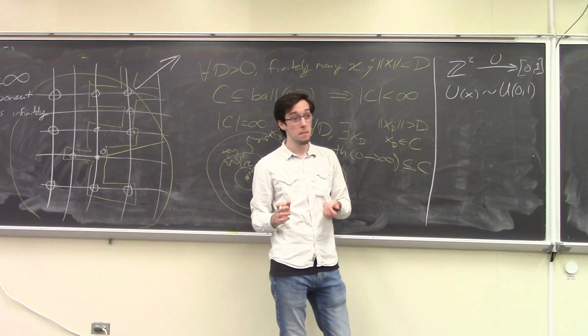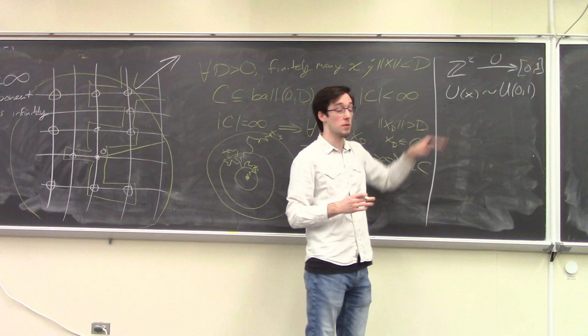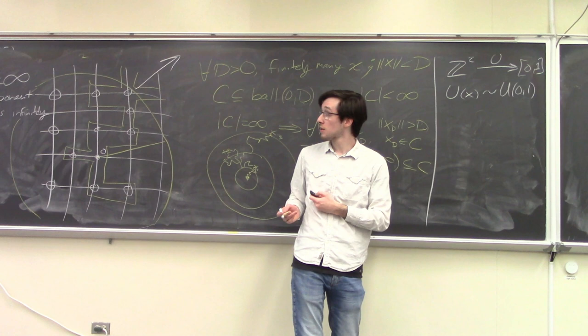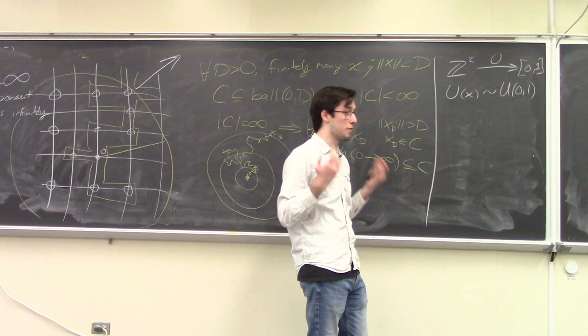So now, you can use this to define this type of grid by a thresholding argument. It's called an excursion set in other fields.